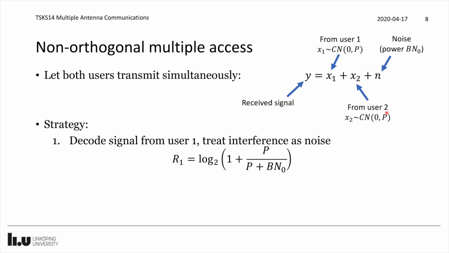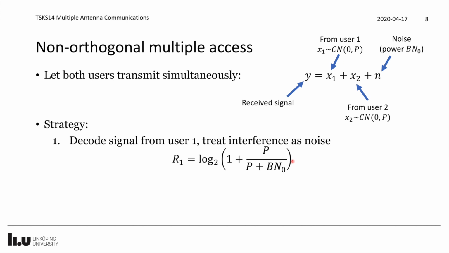And then if we treat both of them as being Gaussian noise, which they essentially are, then we can compute a rate, log 2 of 1 plus a signal to interference and noise ratio. We have the signal power P here from X1, we have the power P from the interfering signal, plus the power of the noise, B times N naught. So this is a rate that user 1 can get if the base station is decoding the signal like this.